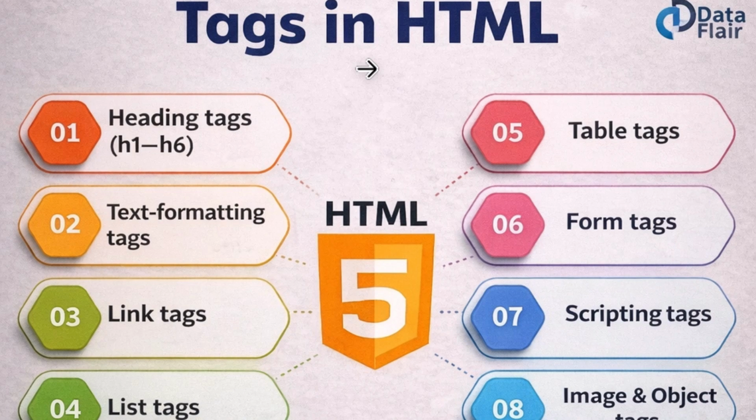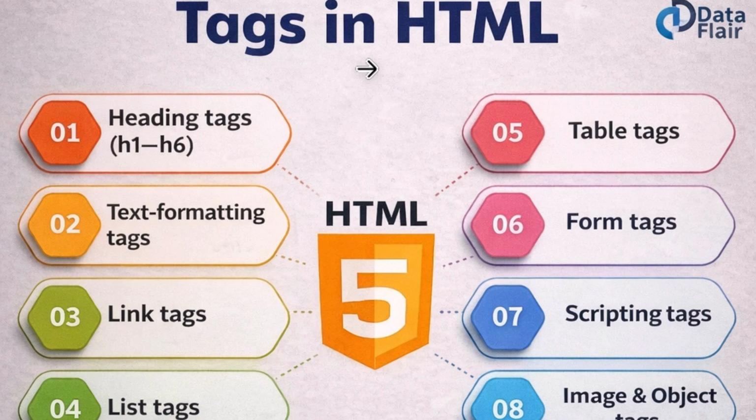HTML is the language used to create web pages, as we learned earlier. Web pages are built with tags. Tags tell the browser what to show and how to organize content. So today we are not going to code. We are here to learn the main categories of HTML tags so that we will understand what each tag does better. Later, when we start coding, it will be much easier to use them.